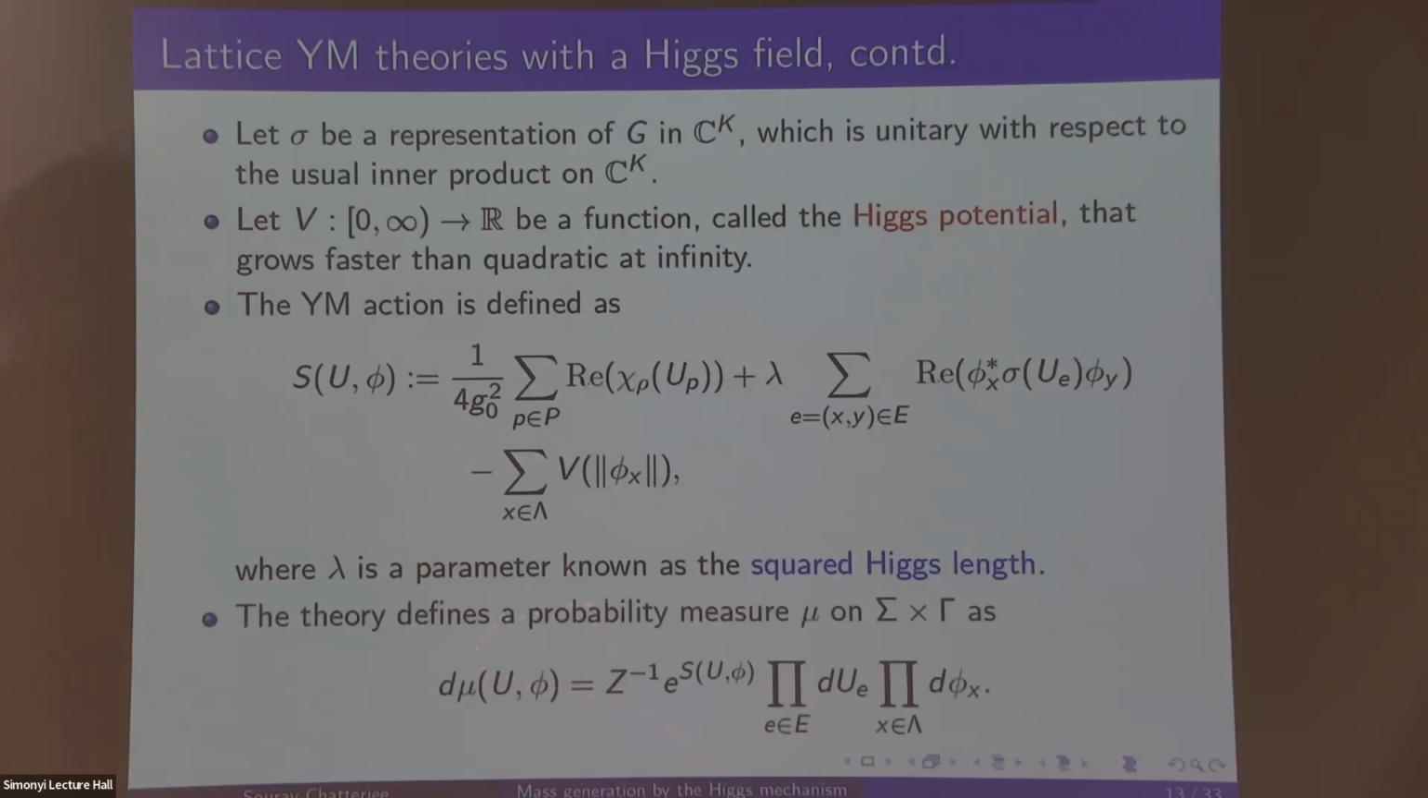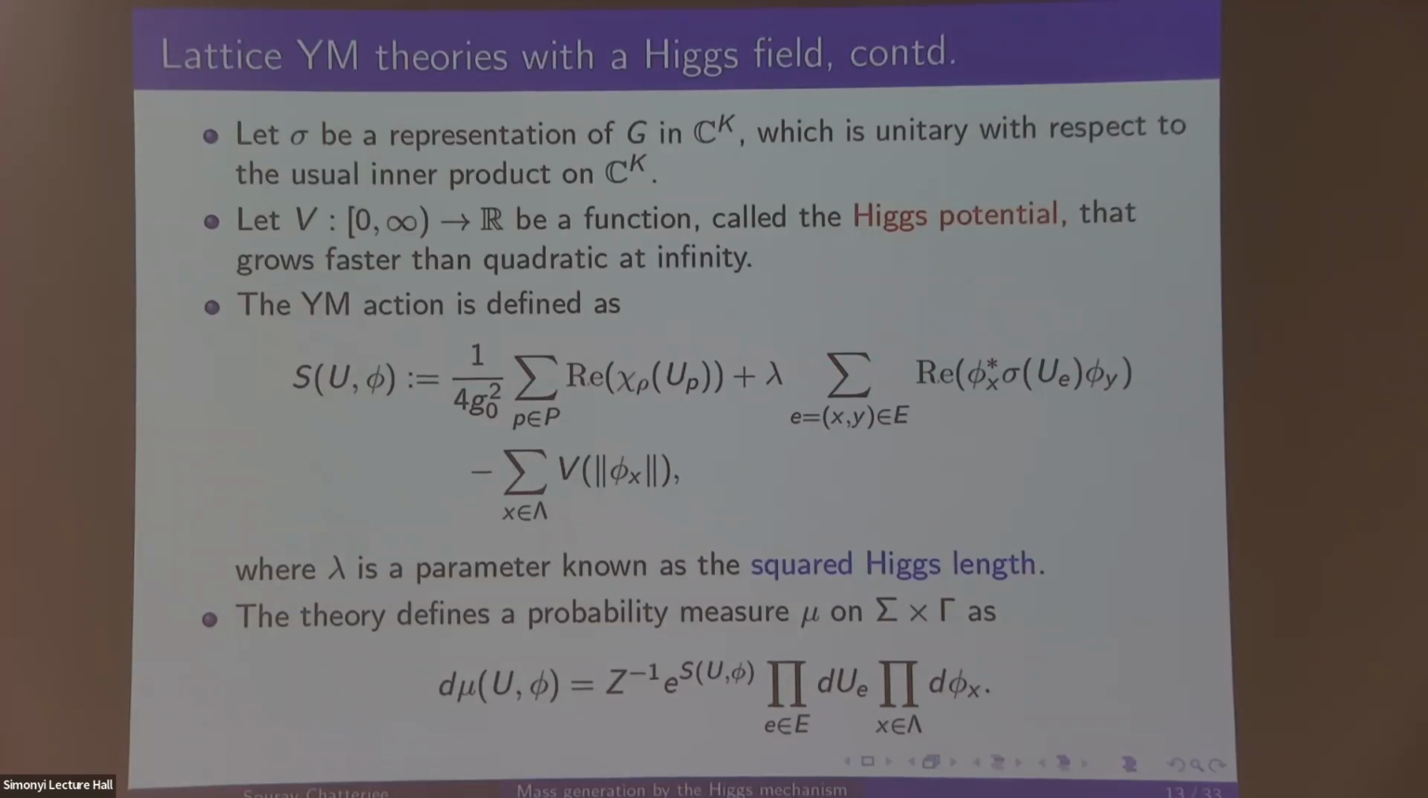As usual, you define the probability measure mu on this space of configurations, which is now a gauge field and a Higgs field, as d mu of u, phi equal to e to the S of u, phi. The base measure is the product of Lebesgue measures for phi and the product of Haar measure for u. So that's a lattice Yang-Mills theory with a Higgs field.